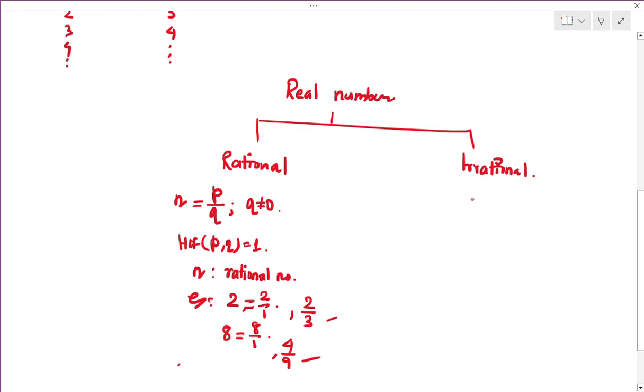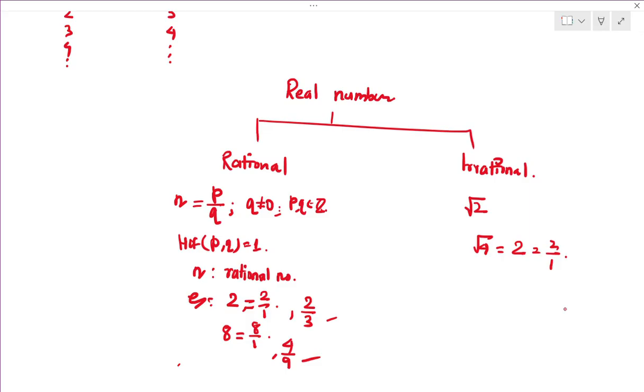For example, under root of 2. I missed one thing, that p and q must be integers, like plus 1, 2, 3, 4 and so on. Root over 2 cannot be written in the form of p by q, where p and q are integers. Can we? No, because of this root. But root over 4, what is the value of root over 4? It is 2. This can be written in the form of p by q, that is 2 by 1. So now root 4 is not an irrational number, it is a rational number. But root 2, which cannot be written in the form of p by q, is an irrational number.